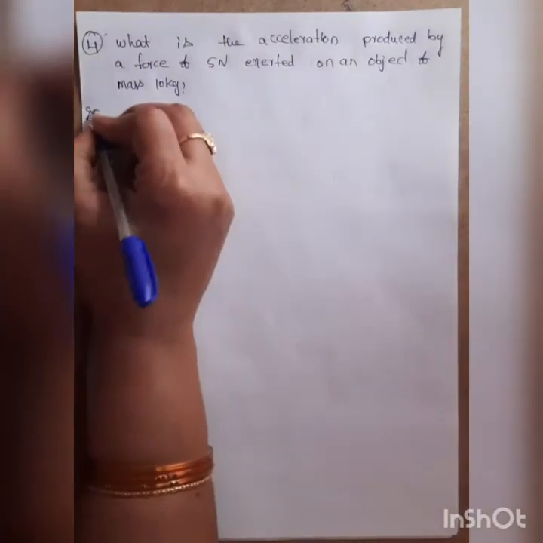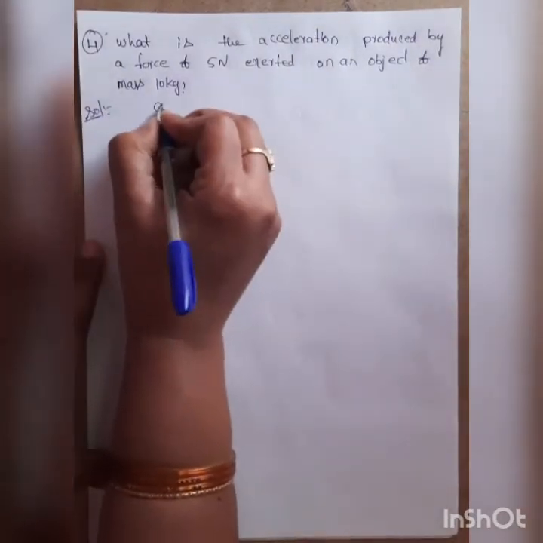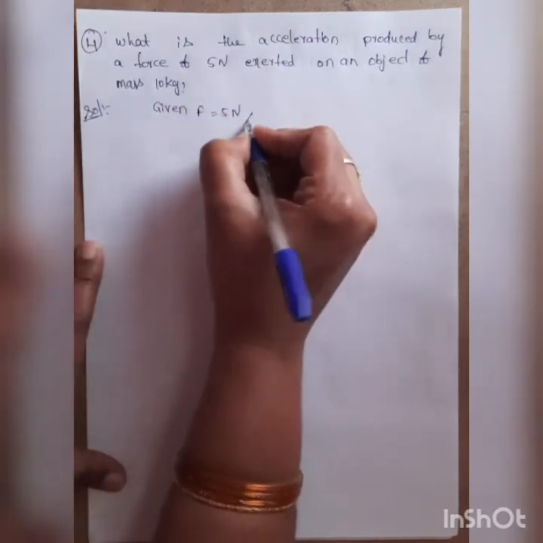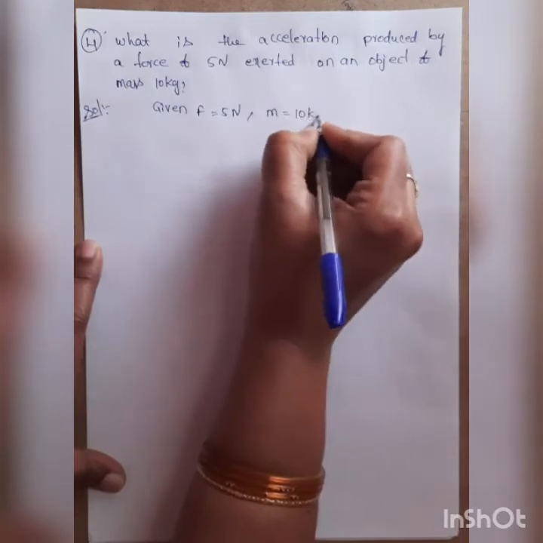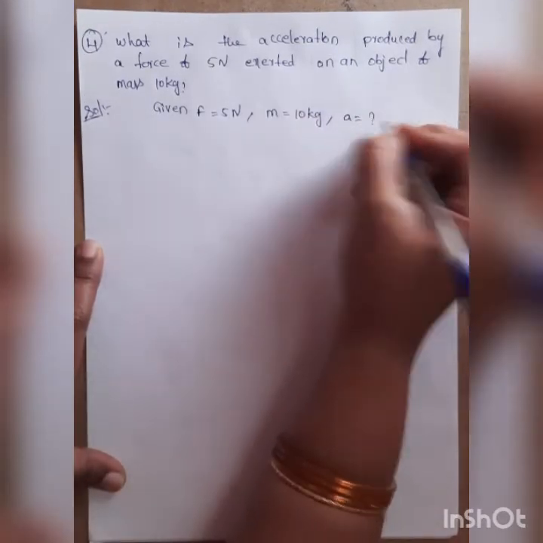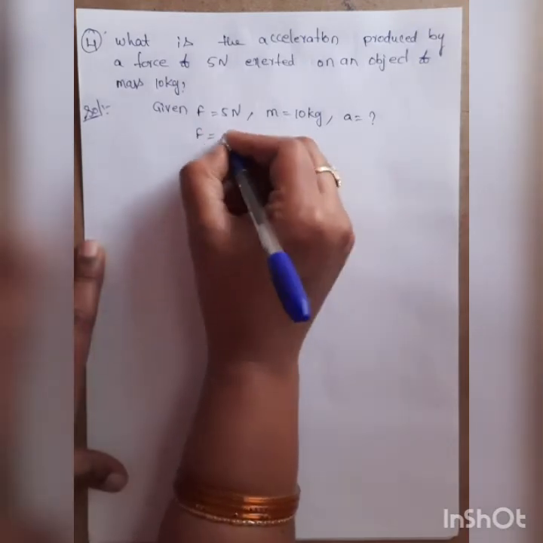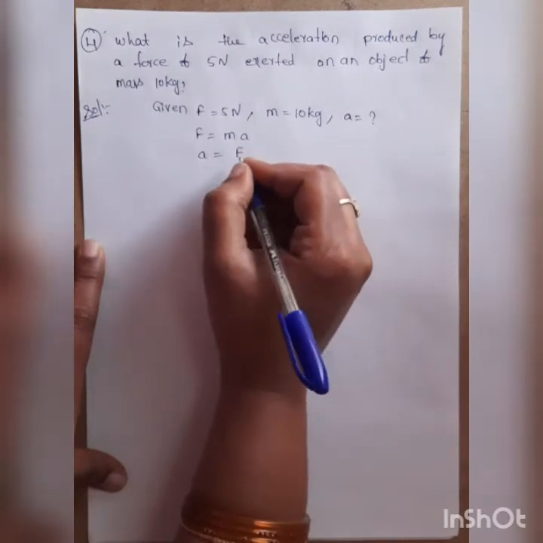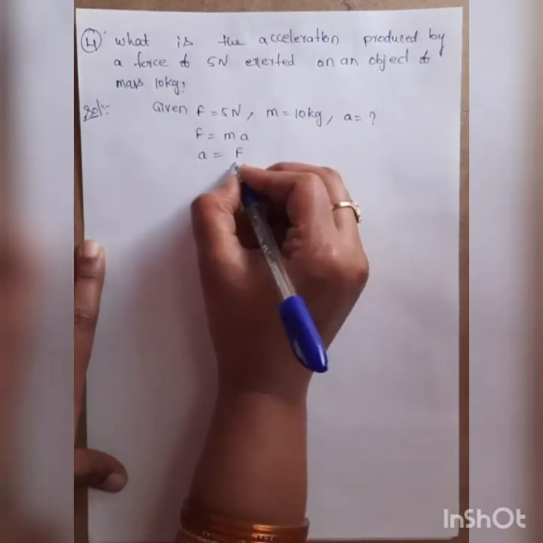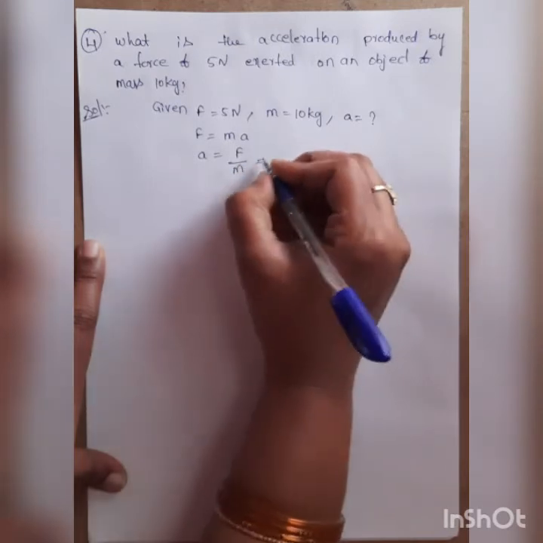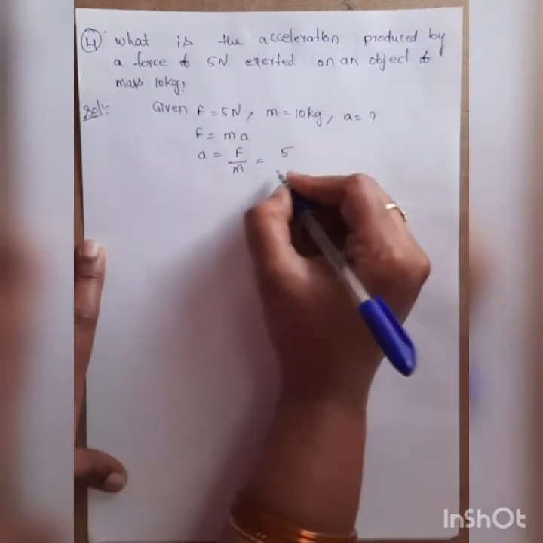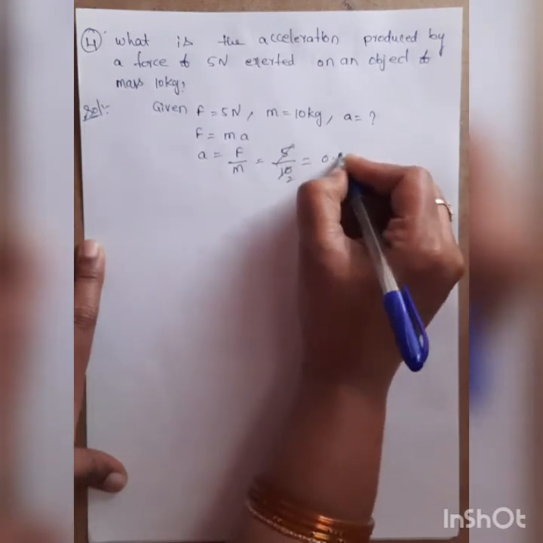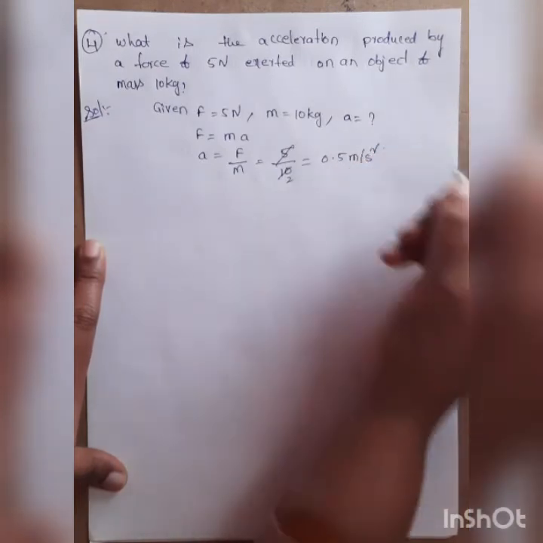So, given force F is equal to 5 newtons and the mass of the body is equal to 10 kgs, and acceleration is equal to how much? So we know that the force acting on the body is mass into acceleration. So acceleration is equal to force upon M, that is equal to force 5 newtons and the mass of the body 10, which gives 0.5 meter per second square.